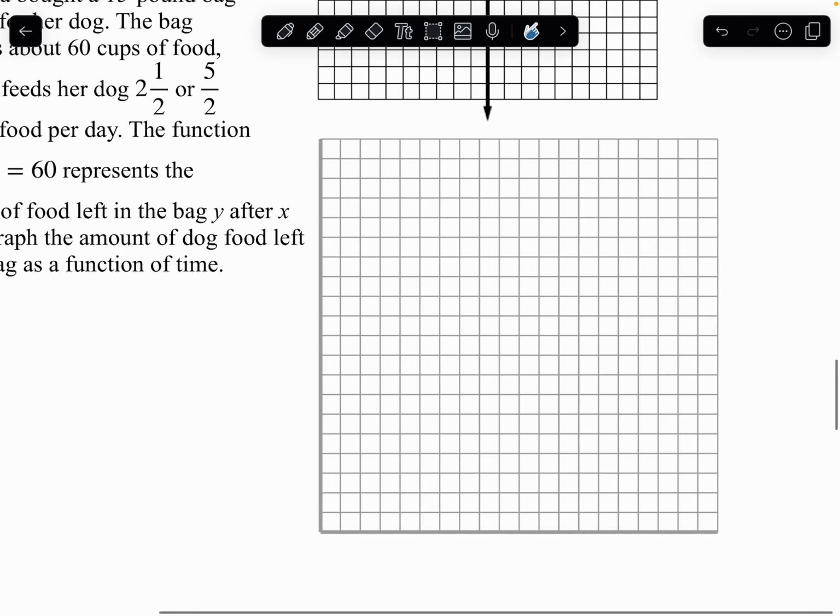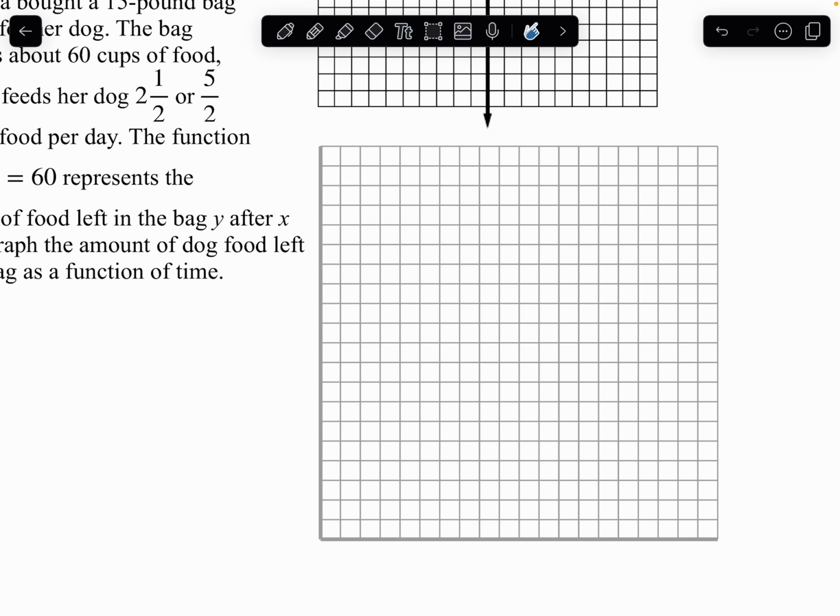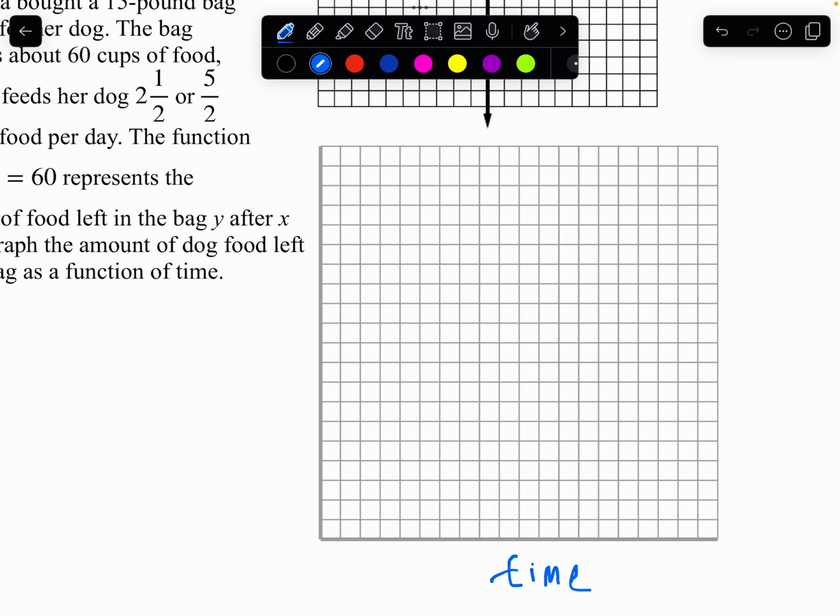Notice I only have the first quadrant here. Why do I only have the first quadrant? Well, I only have the first quadrant because I don't have any negatives. I don't worry about that. So I have time and I have food left. Now, I might have to adjust my numbers, my axis, and my scale.